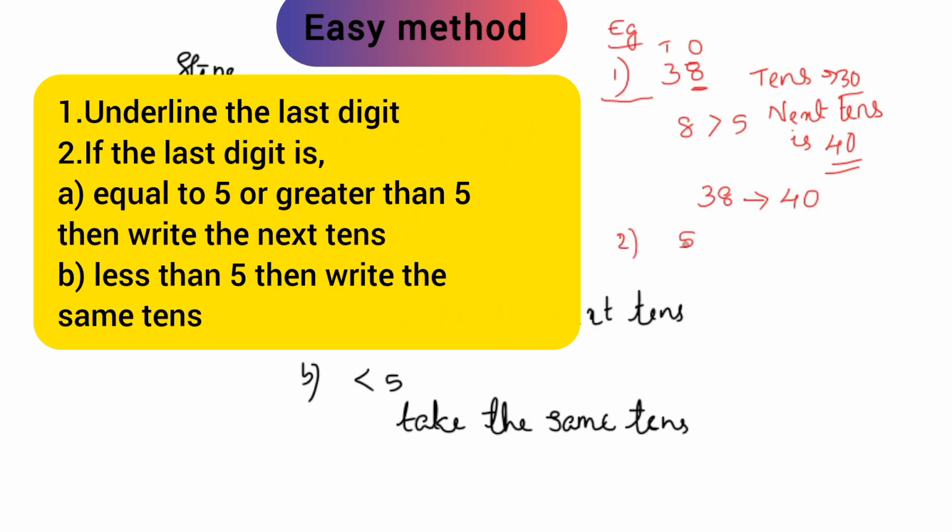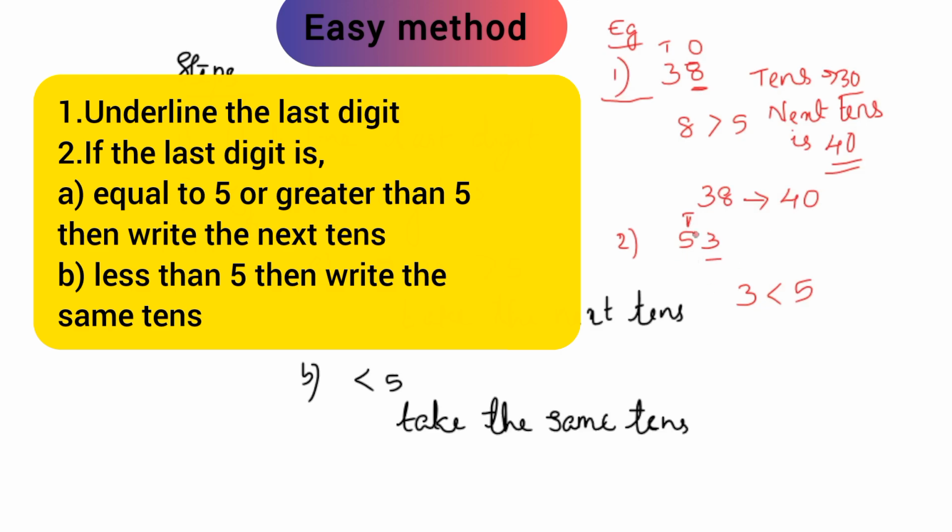Look at the next example, 53. To round 53 to the nearest tens, we can use the same steps. So first underline the last digit. Here 3 is the last digit. So clearly 3 is less than 5. So we can use part B of the second step. That is, if the last digit is less than 5, then write the same tens.